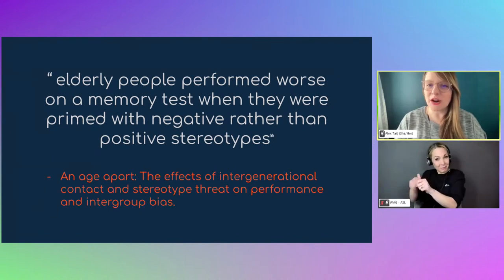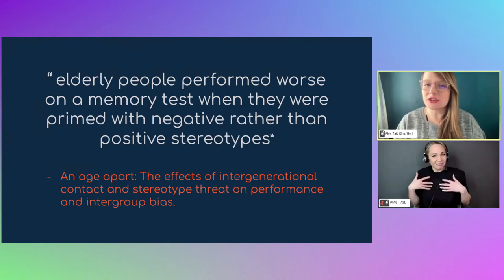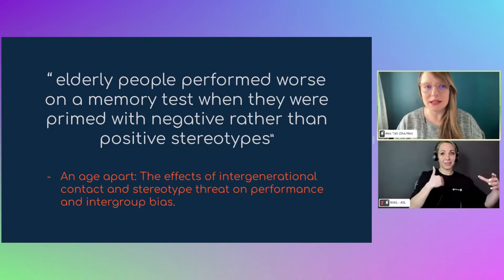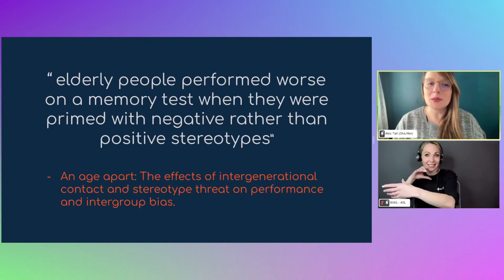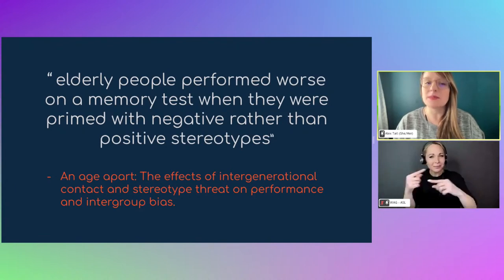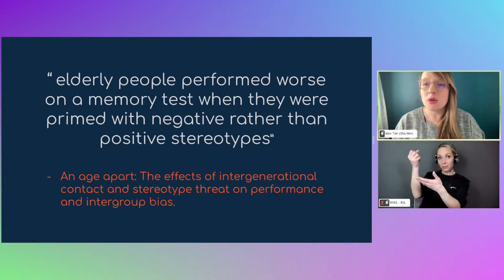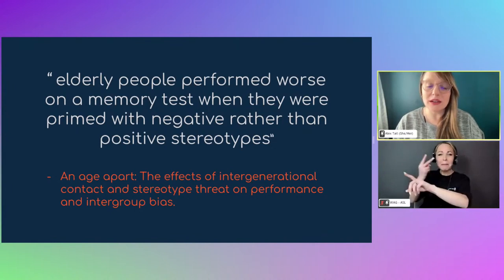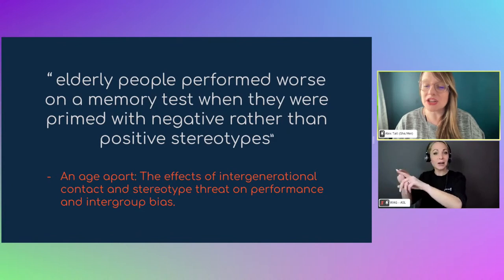The article in Age Apart, The Effects of Intergenerational Contact and Stereotype Threat on Performance and Intergroup Bias says, elderly people performed worse on a memory test when they were primed with negative rather than positive stereotypes. When we communicate to seniors that they are not capable, it can become an anxious, self-fulfilling prophecy. This creates apprehensive users.